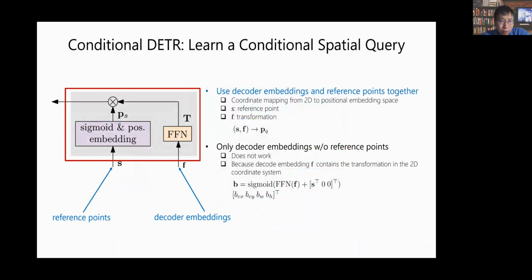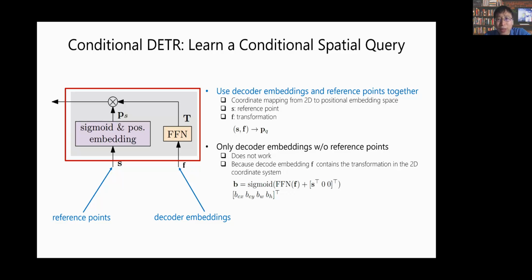Computing the spatial query is actually very simple. Here, the inputs include reference points and the decoding embeddings. Through some simple operations, we can get the so-called conditional spatial queries. Here, what are reference points? Because our purpose is to map the box information contained in the decoding embeddings to the high dimensional positional embedding space.